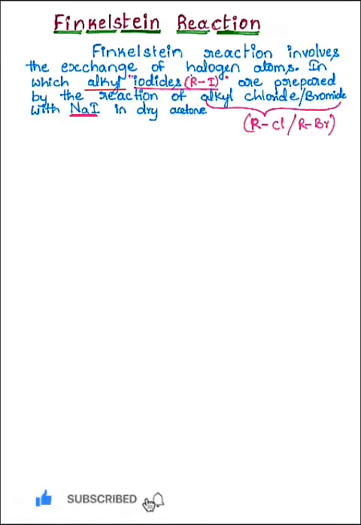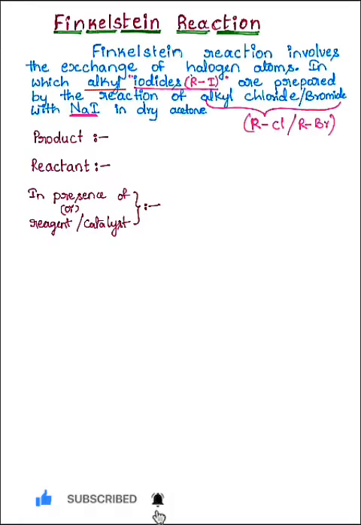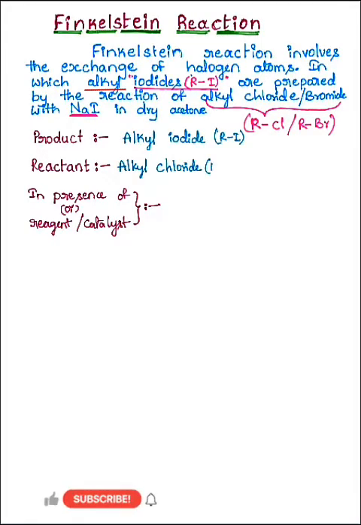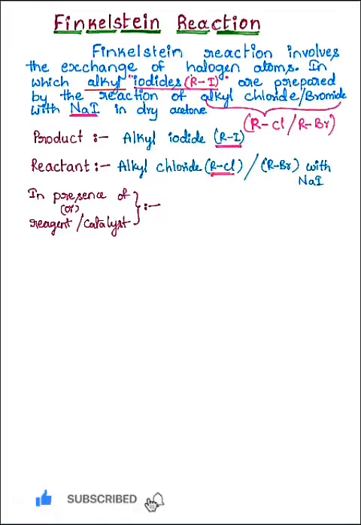Read this definition carefully. So what are the products in this reaction? We have the product alkyl iodide. Let's see what the reactants are that are involved in this reaction. We can take alkyl chloride or else alkyl bromide, reacting with sodium iodide. Alkyl chloride or alkyl bromide and sodium iodide are the reactants, and this reaction takes place in the presence of dry acetone.